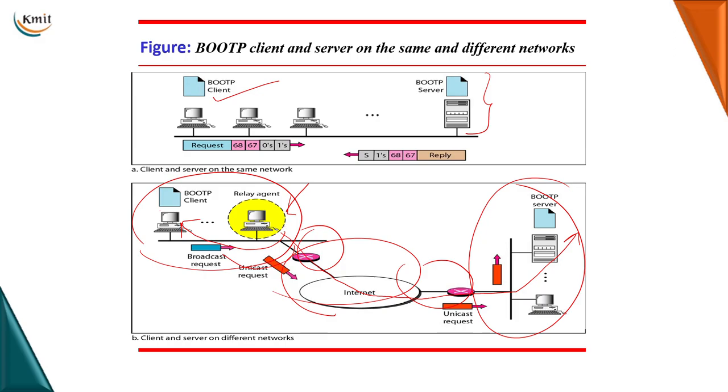The relay agent takes the BootP client's request. It will unicast it to the BootP server. The BootP server will give a reply back to the relay agent. The relay agent will give it to the intended recipient. This is the BootP protocol.